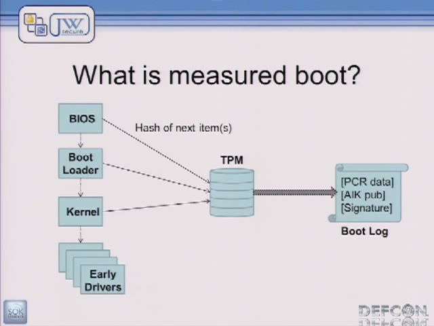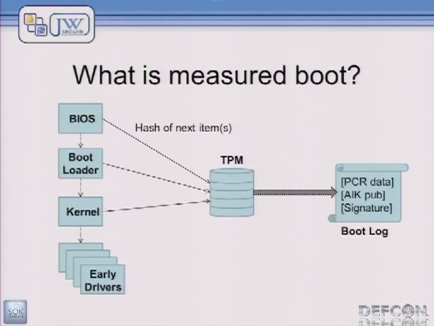There we go. With measured boot, starting at the BIOS, and by BIOS I mean UEFI or legacy, before each next component in the boot chain is loaded and executed, the previous component computes the hash of the next component on disk and stores that hash in the TPM. Data is stored in the TPM in these platform configuration registers, or PCRs.